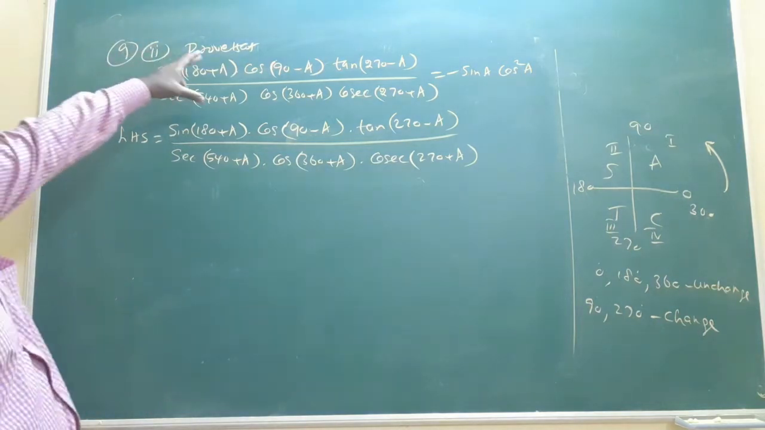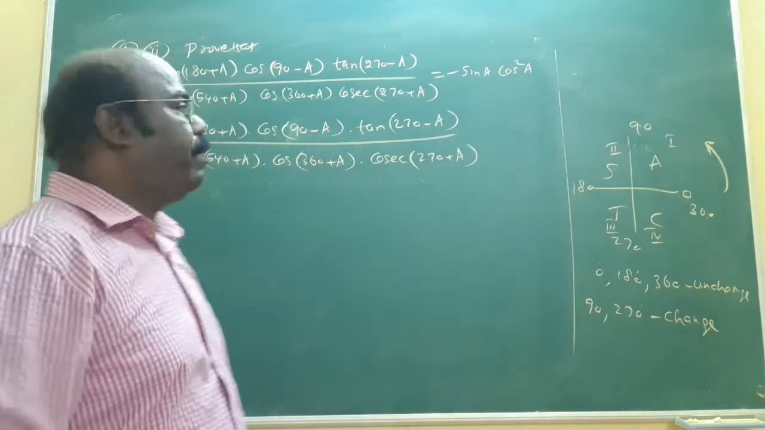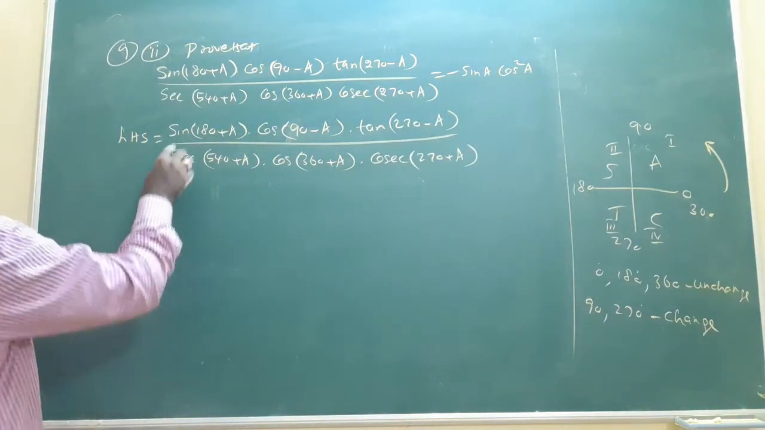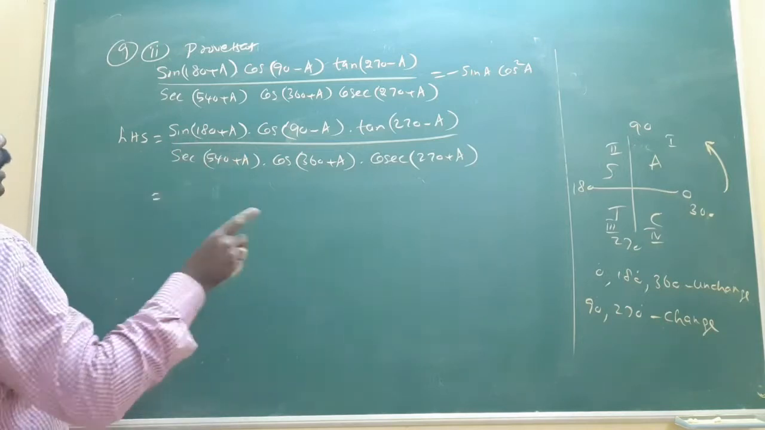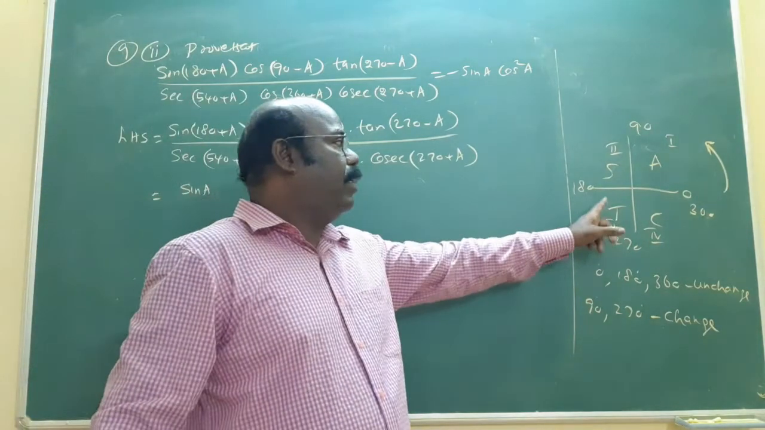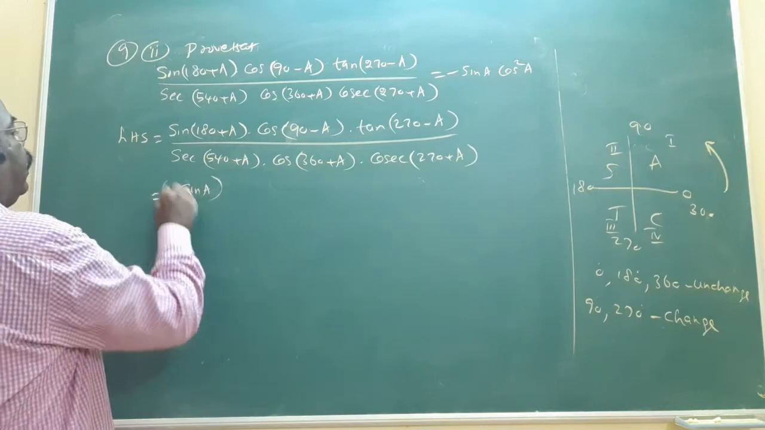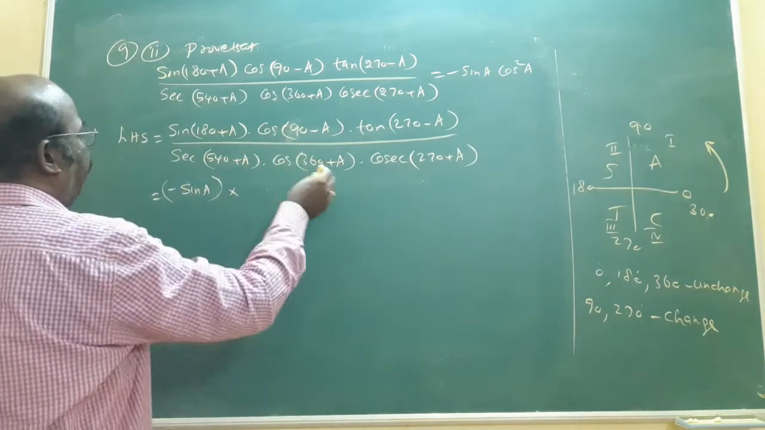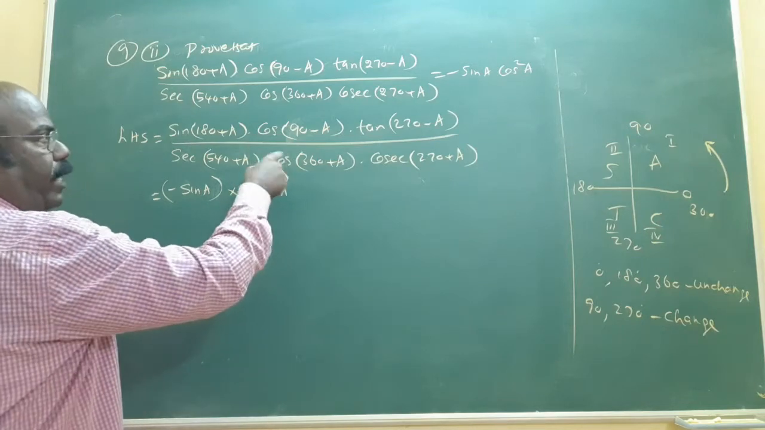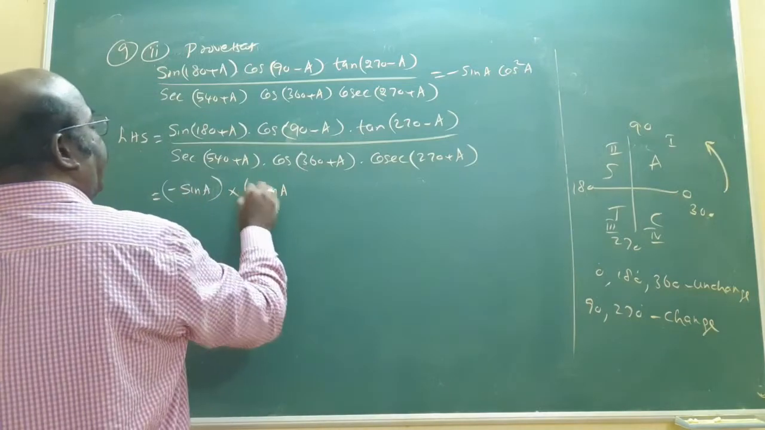Now subdivision 2, prove that this is equal to minus sin A into cos squared A. Start with LHS. Now 180 plus A. 180 unchanged, sin becomes sin. 180 plus is what? Third quadrant, tan only positive, that's why minus. Into cos 90 minus A. 90 means cos becomes sin A. Cos becomes sin A. 90 minus is first quadrant, positive, need not put plus sign.